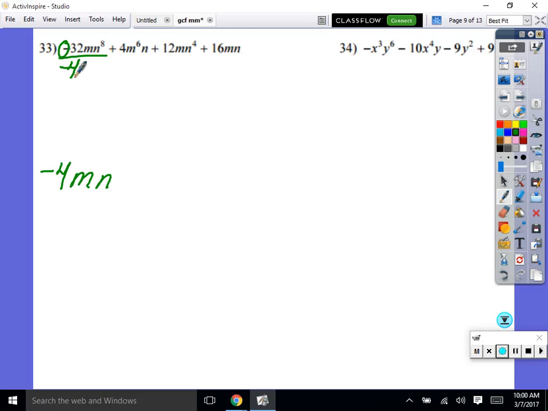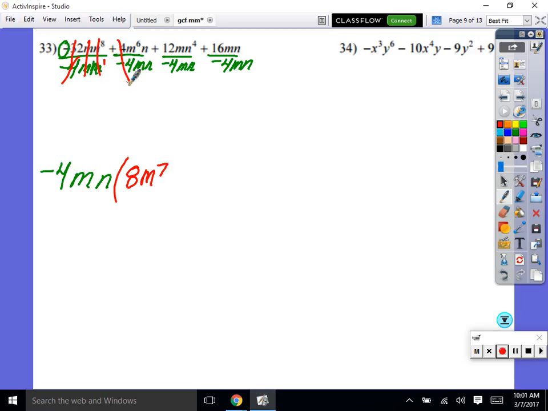So then you'll literally go divide each thing by 4. Negative 4mn, that's an n. Negative 4mn, divide by negative 4mn, divide by negative 4mn. And now we'll just simplify it in sections. So it looks big and scary, but it's really not. Negative 32 divided by negative 4 is positive 8. M and m divide out to be 1. M to the 8th divided by m to the 1st is m to the 7th.